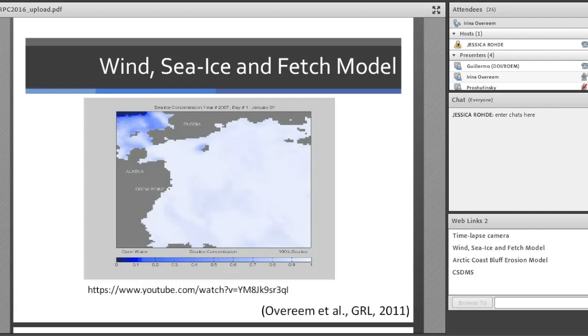So we want to know where the sea ice is, and again, there's a link to the YouTube video that goes with this figure, where we were in Drew Point along the Beaufort is over here, and then Russia's over there, just to orient you. And then if you play that YouTube video, I'll give people a second to pull it up.